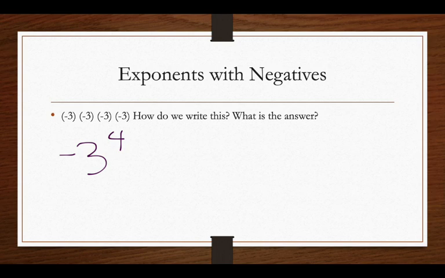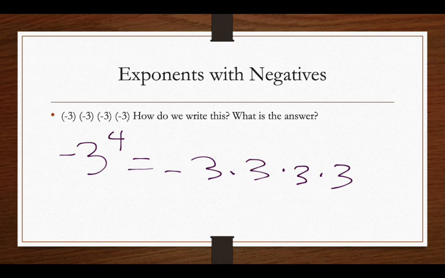No, almost. You're really close. This right here, what I just wrote, means negative 3 times 3 times 3 times 3, because the exponent's only on the 3, it's not on the negative also. This means negative 3 times negative 3 times negative 3 times negative 3, but I only have one negative.